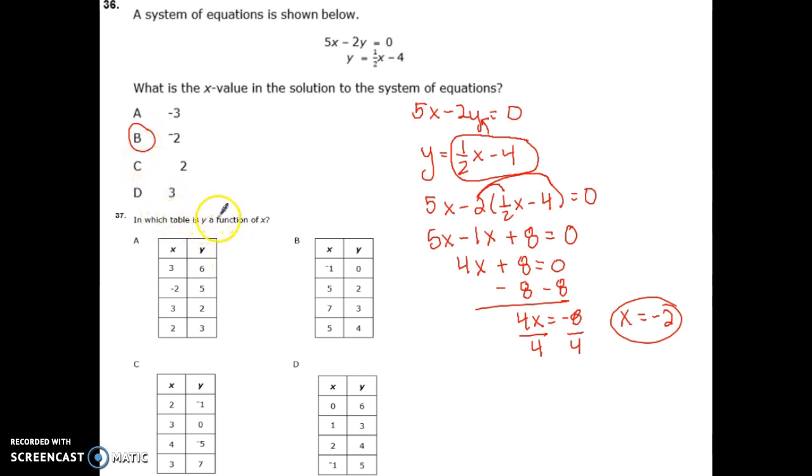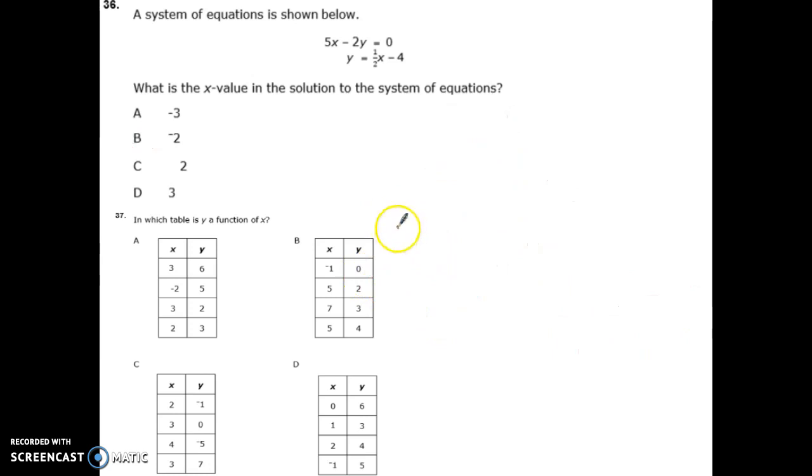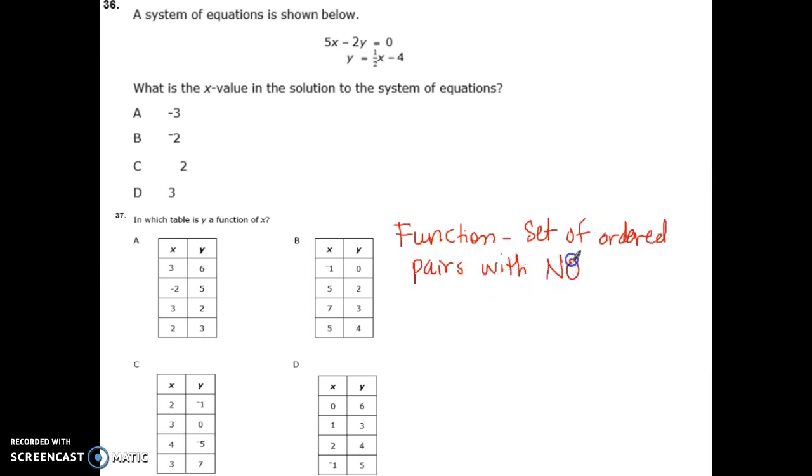All right, number 37. In which table is y a function of x? So what is a function, everybody? I'm just going to erase this. Okay, a function: a set of ordered pairs with no repeating x values. Set of ordered pairs with no repeating x values.